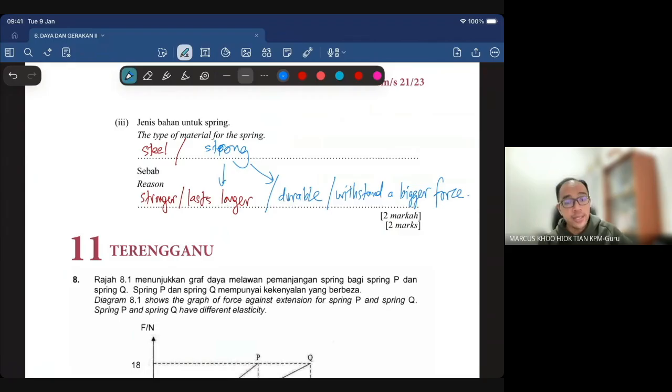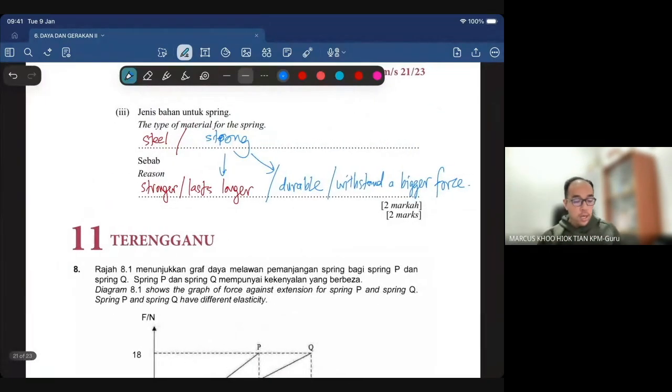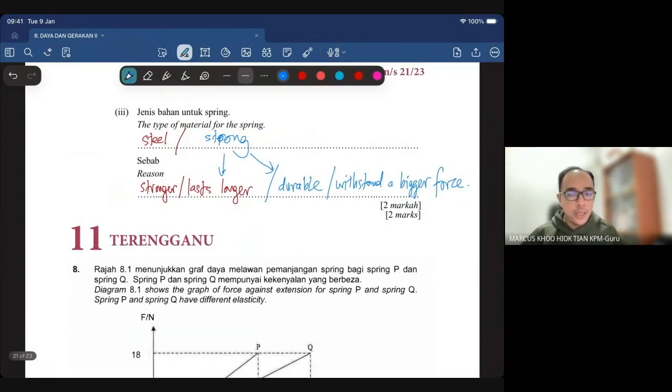But I'm just saying that you shouldn't put the type of material is strong, and then the reason is stronger. This one cannot. So just make sure that you don't write stronger twice. So stronger, lasts longer, durable, can withstand a bigger force. All these are good things for a car, for a vehicle suspension system.